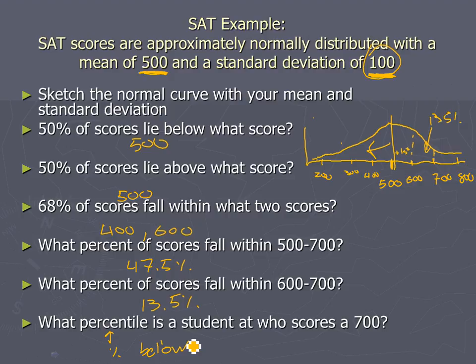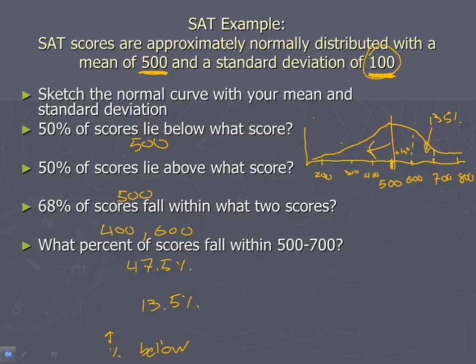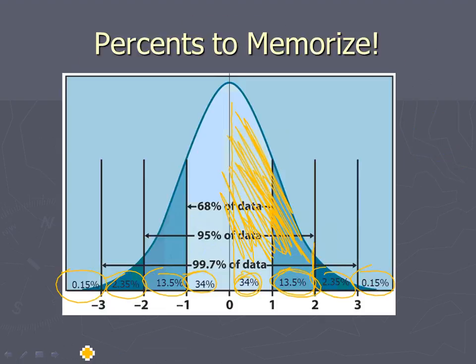What do we get? 97.65. How did you get that, Miss Jameson? We got 97.65. You added 50. Good. Perfect. So we know below the mean is 50%. That's awesome to know. We already did that.